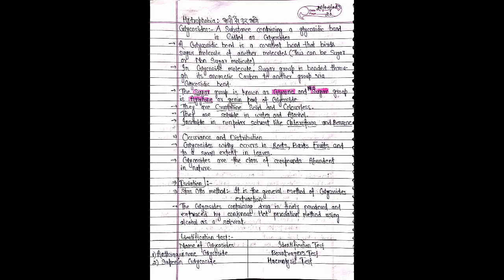Occurrence and distribution. Glycosides widely occurs in roots, barks, fruits, and to a small extent in leaves. Glycosides are the class of compounds abundant in nature. Isolation. Stas-Otto method. It is the general method of glycosides extraction. The glycosides containing drug is finely powdered and extracted by continuous hot percolation.